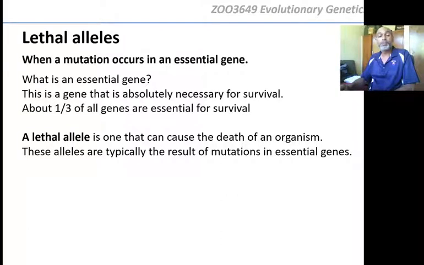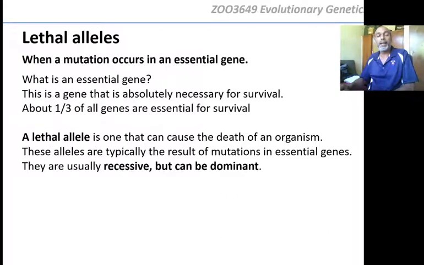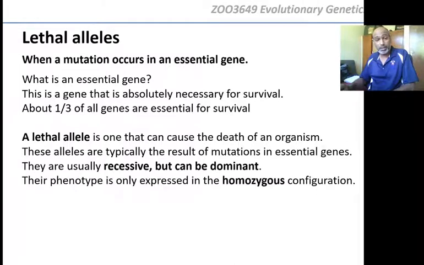Okay, so these are usually recessive. They can be dominant, okay, but they're usually recessive. And as I just said, their phenotype is expressed in the homozygote configuration. In other words, you need to have 2 mutated copies that are not working in order to die from the condition.